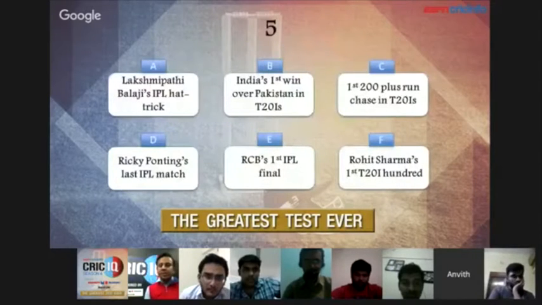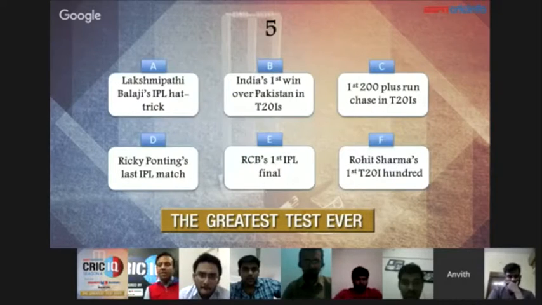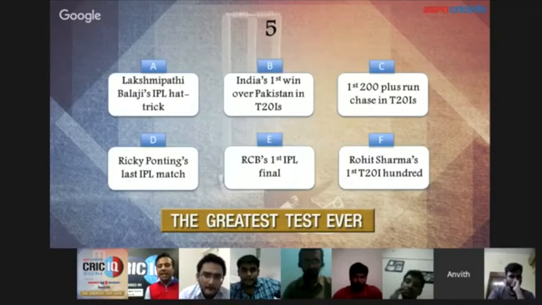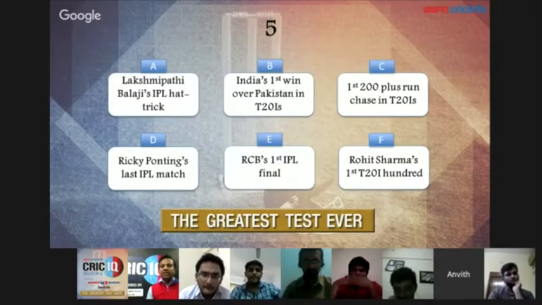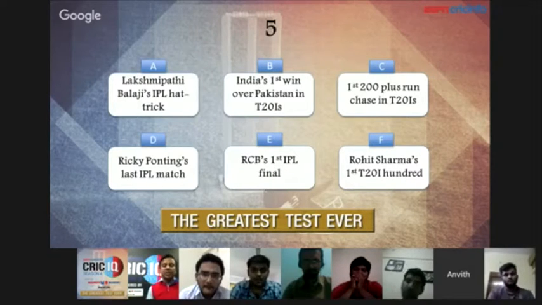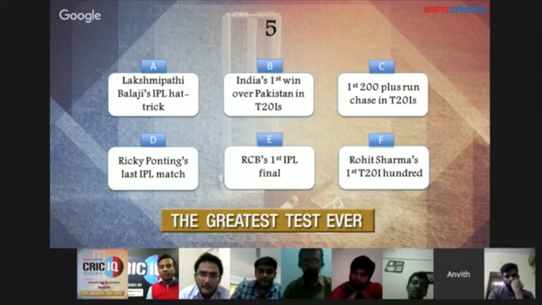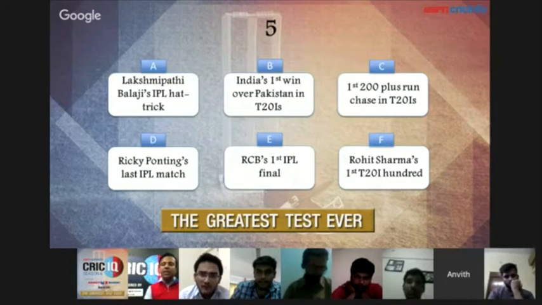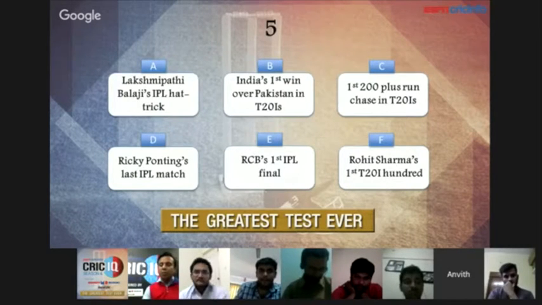A is Lakshmipati Balaji's IPL hat-trick. B is India's first win over Pakistan in T20 internationals. C is first 200-plus run chase in T20 internationals. D is Ricky Ponting's last IPL match. E is RCB's first IPL final. F is Rohit Sharma's first T20 international 100. So Sham, what's the correct sequence?